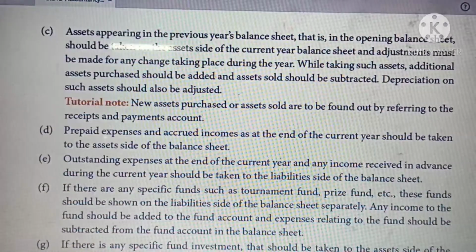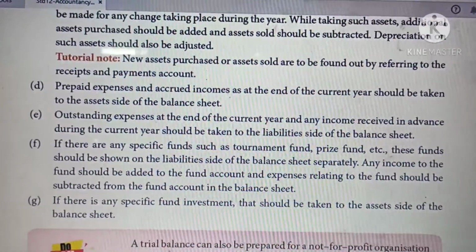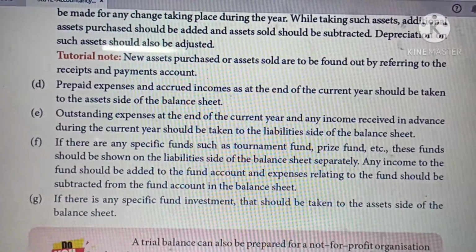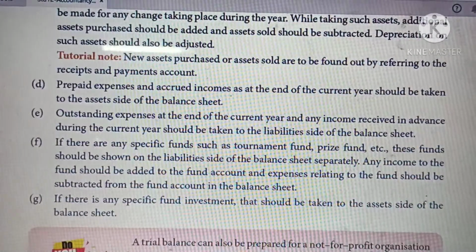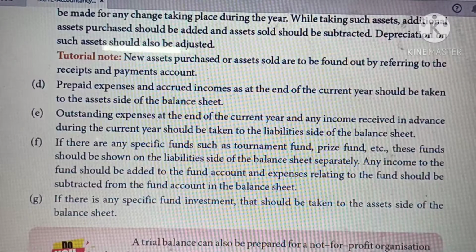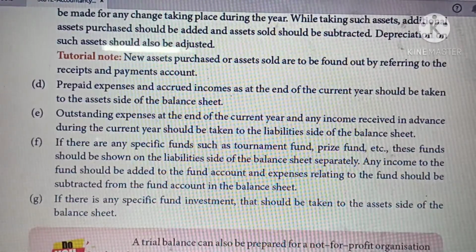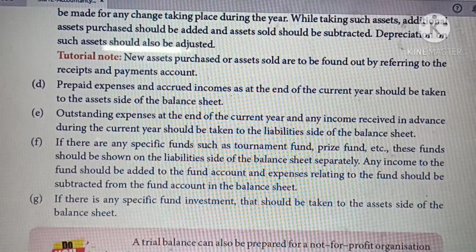Any income to the fund: this we already learned before, in illustration 15. If there is any special fund, that should be shown on the liability side of the balance sheet separately. Any income from the fund should be added, and any expenses relating to the fund should be subtracted from the fund account in the balance sheet. If there is any specific fund investment, that should be taken to the asset side of the balance sheet.